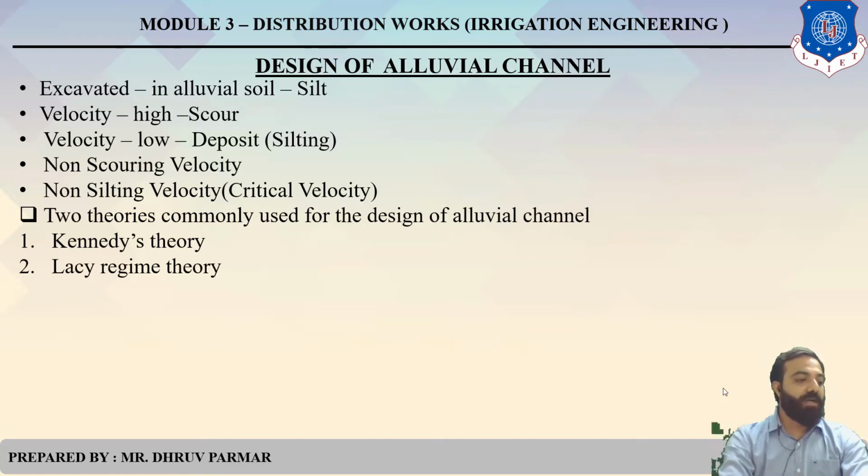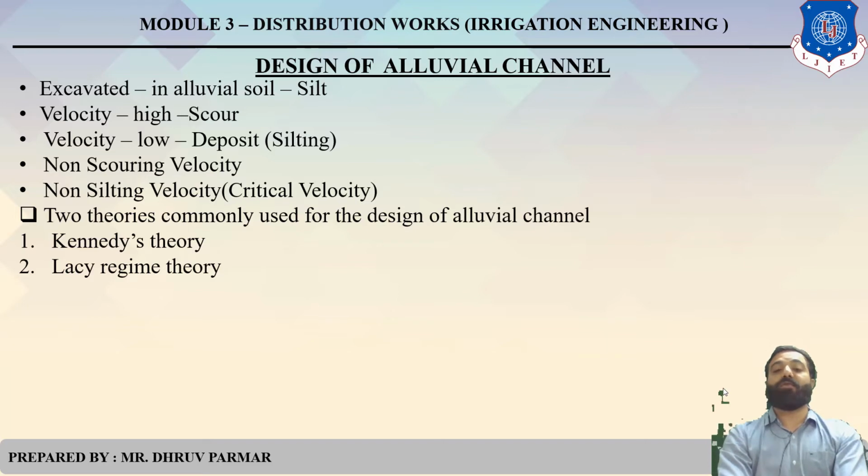So what is alluvial soil? That is called silt. In alluvial channels, when the velocity is high, scouring will occur, but when the velocity is low, deposition or silting will occur. So the channel is designed according to the non-scouring velocity and non-silting velocity. Clear? So there are two theories used for the design of alluvial channels.